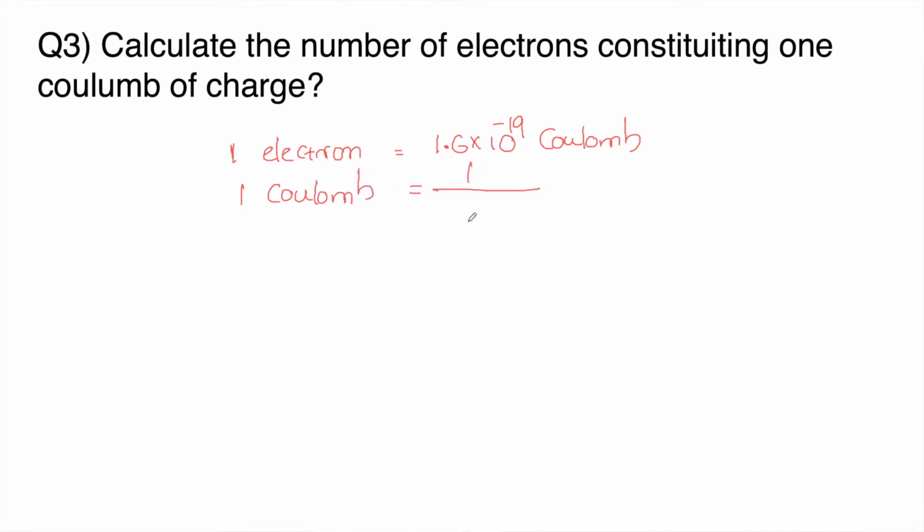We will find like 1 by 1.6 into 10 raised to minus 19, that is equal to 6 into 10 raised to 18 electrons. Okay, so always it is better to by heart these numbers. 1 electron it is equal to 1.6 into 10 raised to minus 19 coulomb. 1 coulomb is equal to 6 into 10 raised to 18 electrons.